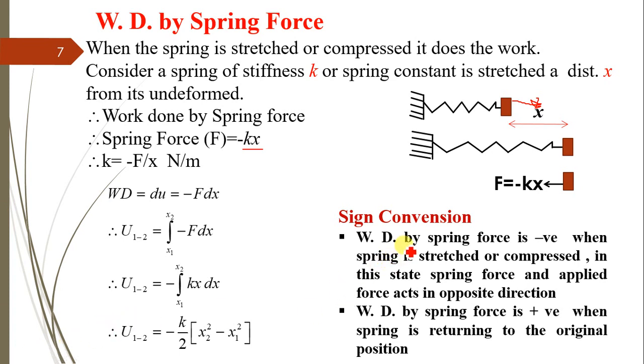Now the work done by the spring force is negative when the spring is stretched. In this state the spring force and applied force act opposite to each other. Then the work done by the spring force is positive when the spring is returning to its original position. So when it gets stretched or compressed, the force acts in the opposite direction, and that's why the work done is negative. And when the spring is returning to its original position, meaning when we are releasing the spring, in that case the work done is positive.